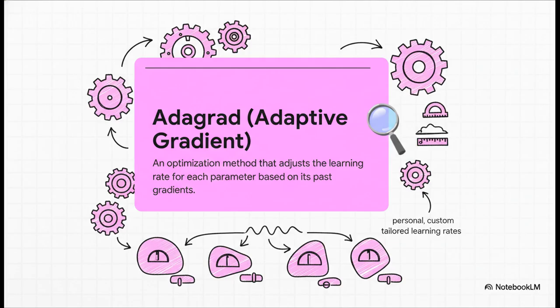It's short for adaptive gradient, and its genius is this. Instead of a one-size-fits-all learning rate for the entire model, Adagrad gives a unique, custom-made learning rate to every single parameter it's trying to tune.